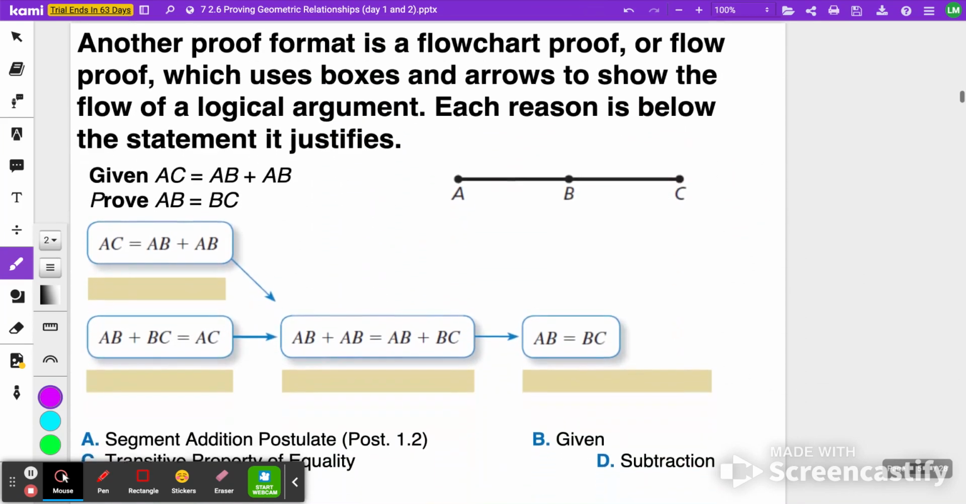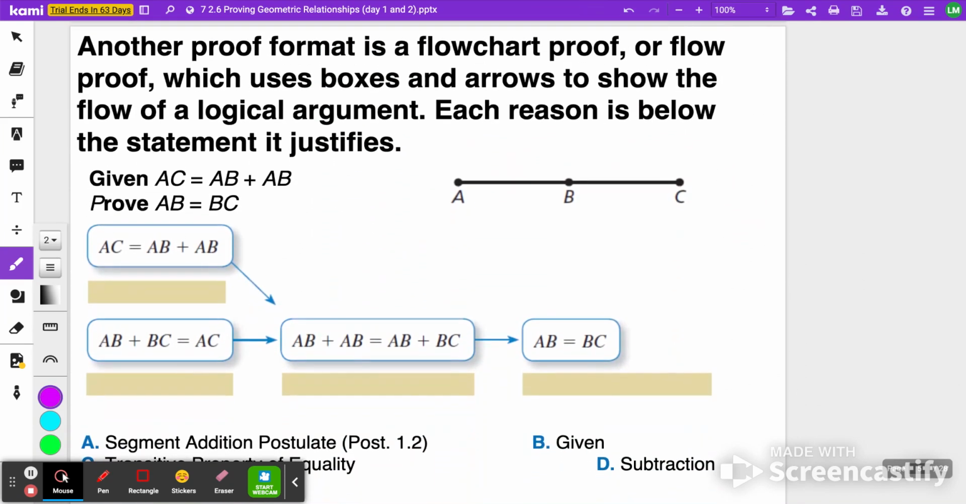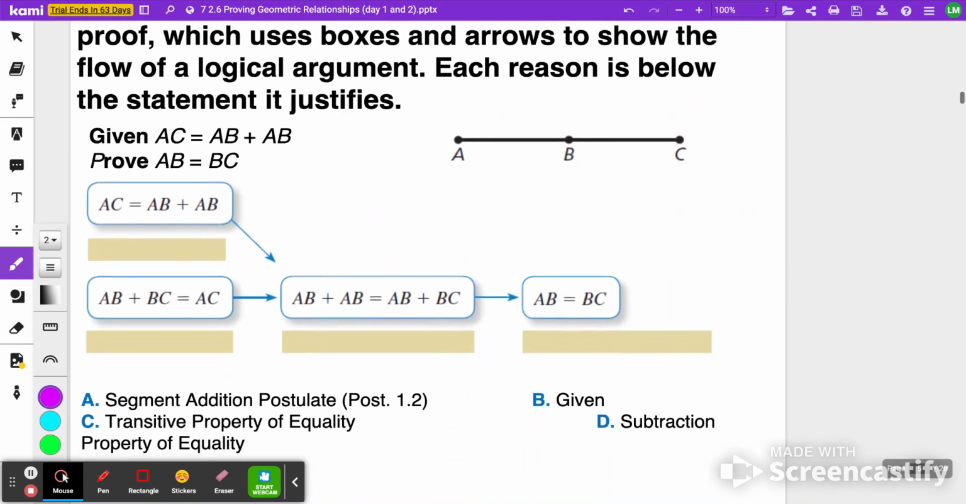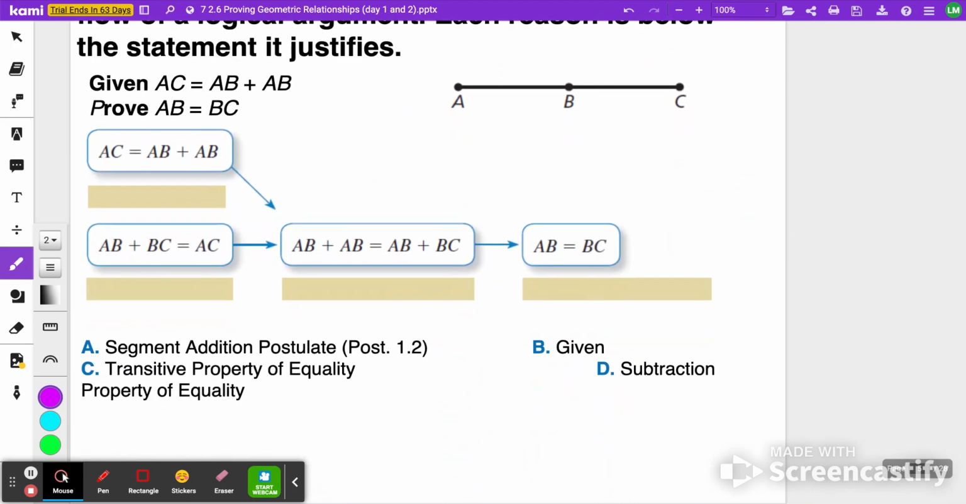So if we look at our first part of our notes, it says another proof format is a flowchart proof or flow proof, which uses boxes and arrows to show the flow of a logical argument. Each reason is below the statement it justifies. So what we're going to try to do is use the reasons A, B, C, and D and try to determine where they should go. So it says, given that AC is equal to AB plus AB, prove AB is equal to BC.